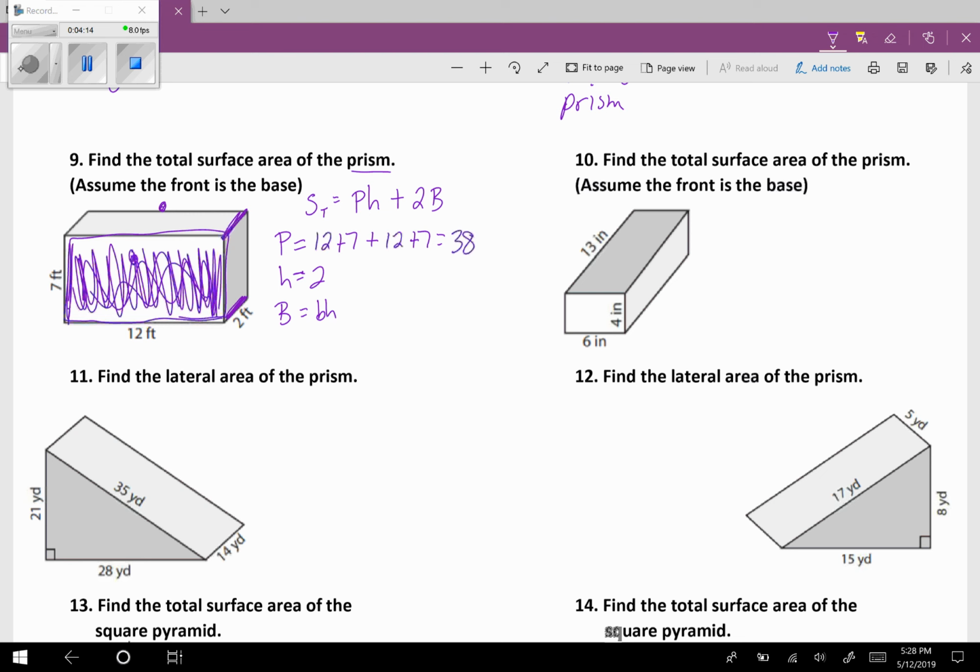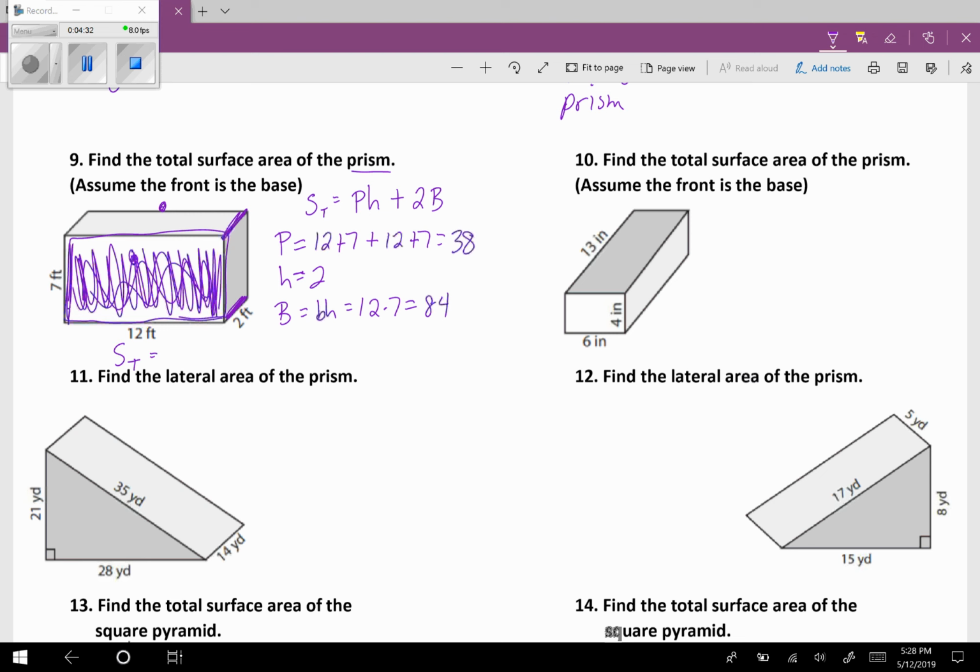But this is the base and height of this rectangle, not the base and the height of the prism, but of just this rectangle. So it's 7 by 12. Just 12 times 7, which is 84. And now all we have to do to find our answer is just plug into the formula.